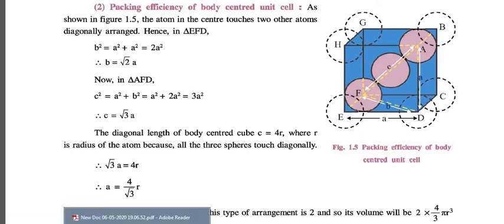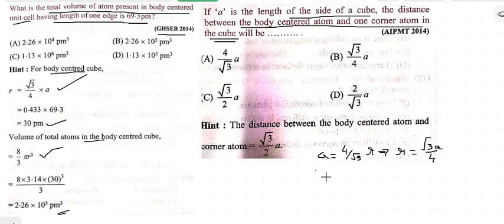Okay, so simply we are going to substitute the value. The distance is what, 2r. So if you substitute the value, this will cut, and what is the answer? Root 3a by 2. So this is how the answer has come: answer C. I hope this is clear.